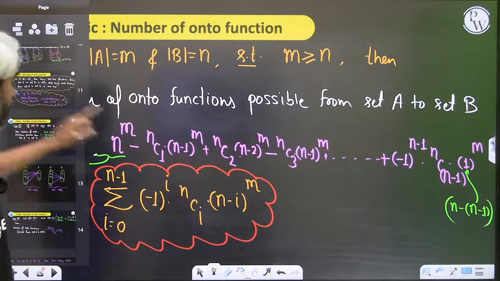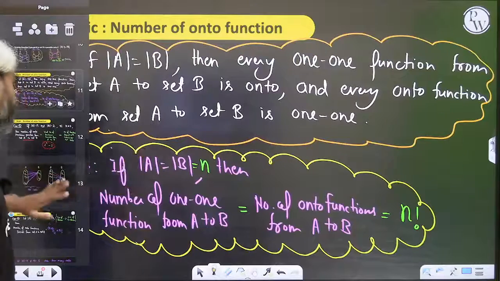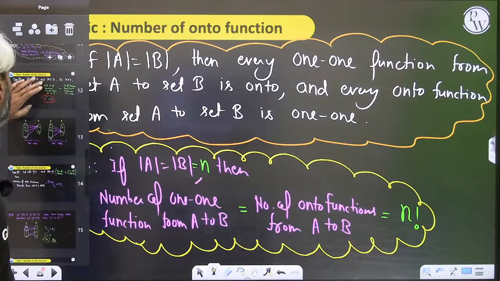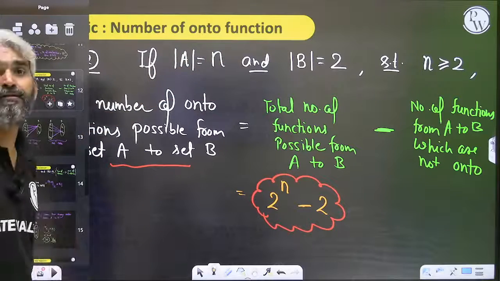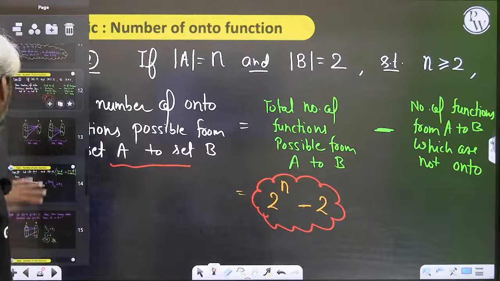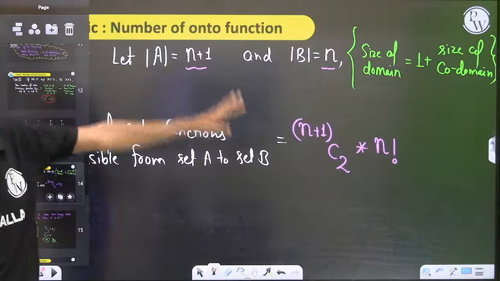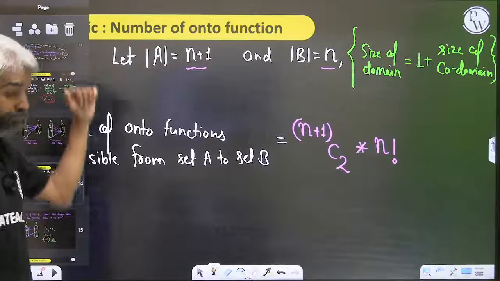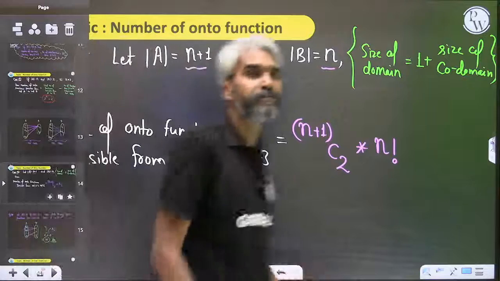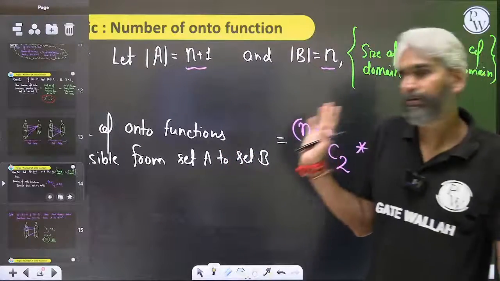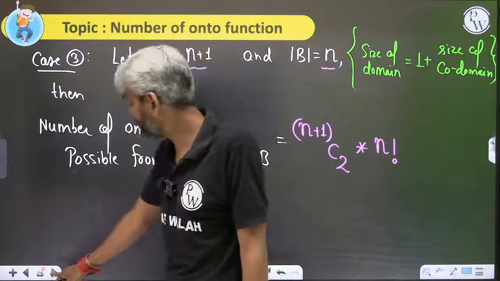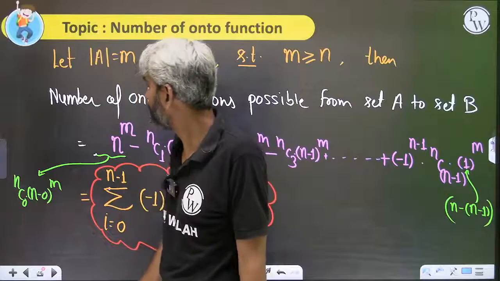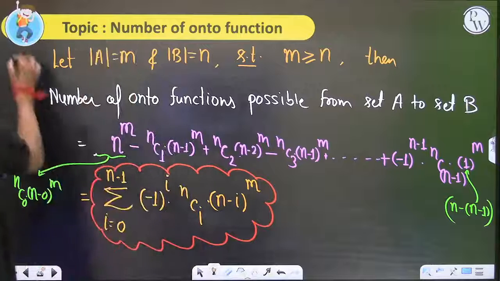Case 1, mod A equals mod B equals n. Simple case, the number of onto functions will be the same as the number of one-one functions, that is n factorial. Second case, the cardinality of set B is exactly 2. Third case, when the cardinality of the domain is 1 more than the cardinality of the codomain. So questions may be asked from these three cases. Very rarely will a question be asked from this fourth case.